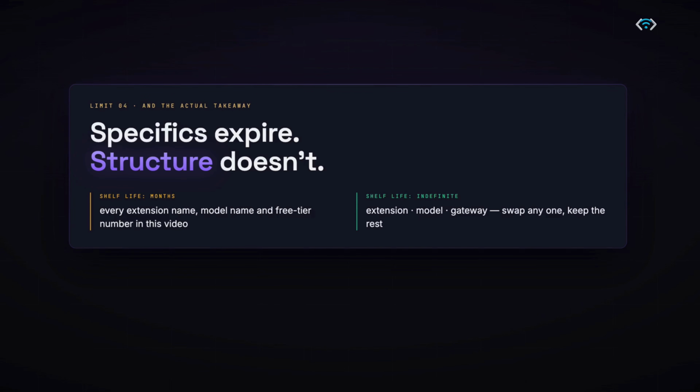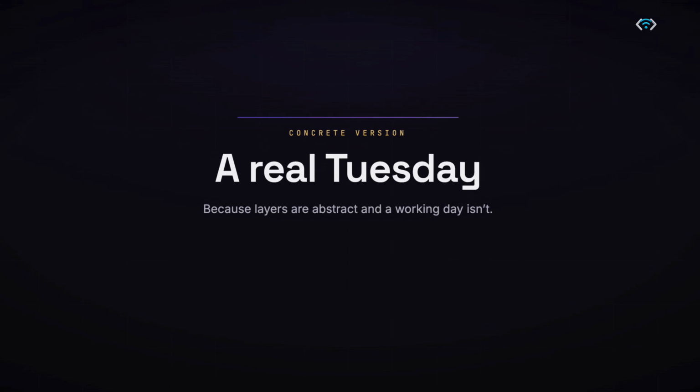4. Specifics expire, structure doesn't. Every extension name, model name, and free tier number in this video has a shelf life measured in months. The 3-layer model doesn't. Extension, model, gateway, swap any one, keep the rest. That's why I spent the first 3 minutes on it, and it's the actual thing I want you to take away.